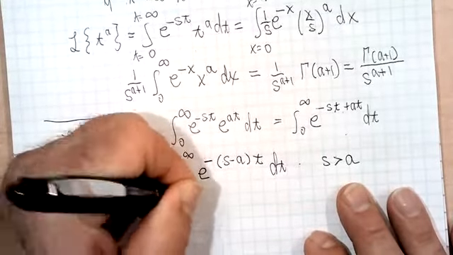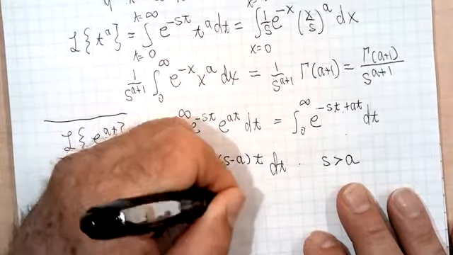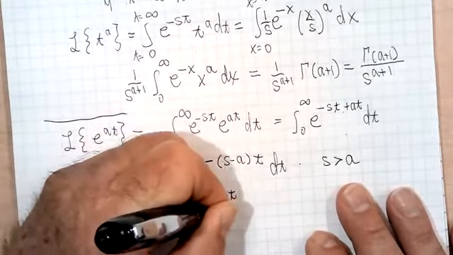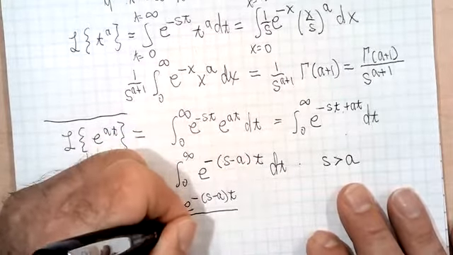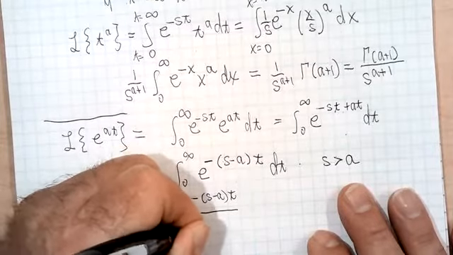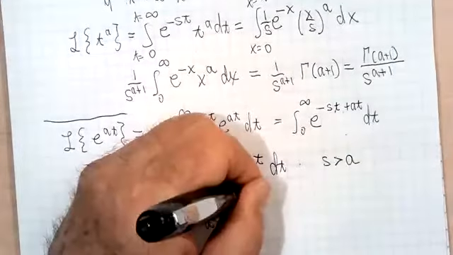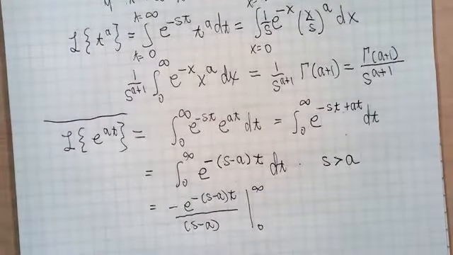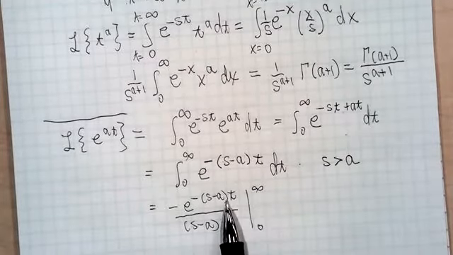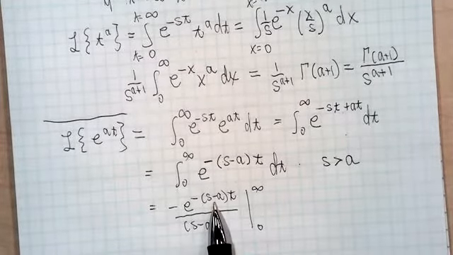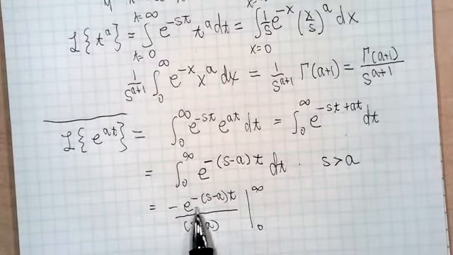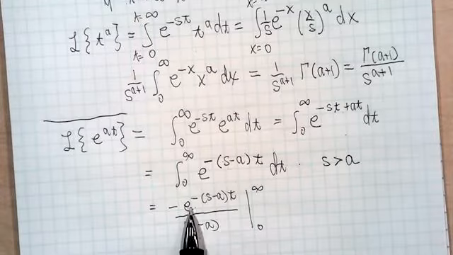It's e to the minus (s minus a)t. The chain rule factor is negative 1 over s minus a. And you evaluate between 0 and infinity. As t goes to infinity, you have a negative coefficient on t here, so this whole thing collapses. At 0, this becomes e to the 0, which is 1. But of course, it's a minus 1. But then again, you're subtracting because it's the bottom limit, right?